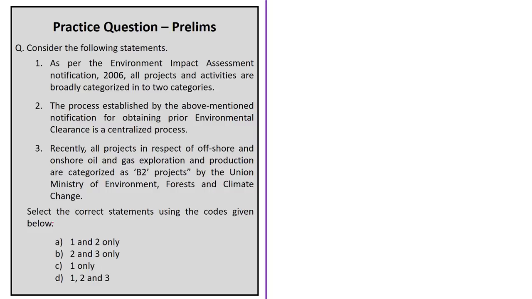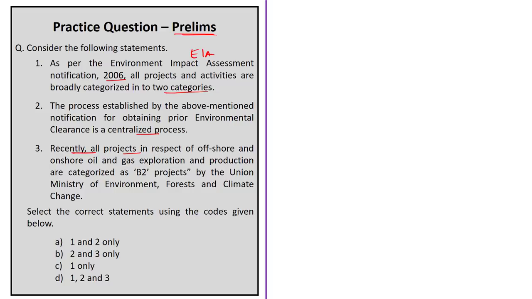Now look at this question. They have given three statements and you have to choose the correct statements. Statement 1 says that as per the Environment Impact Assessment Notification of 2006, all projects and activities are broadly categorized into two categories. The second statement says that the process established by the above mentioned notification for obtaining prior environmental clearance is a centralized process.